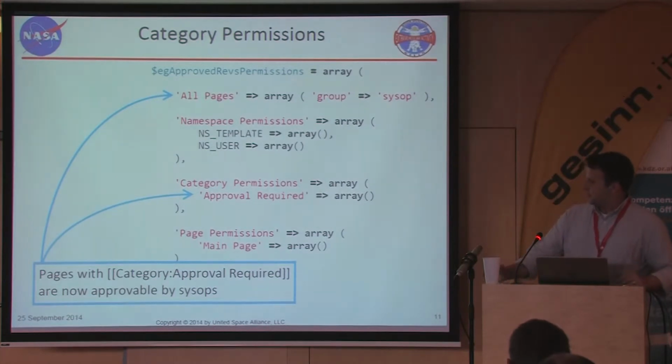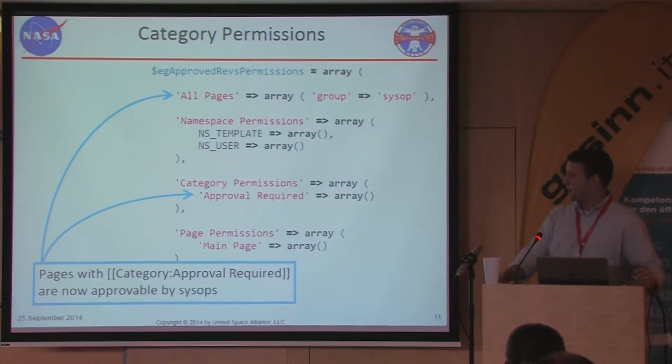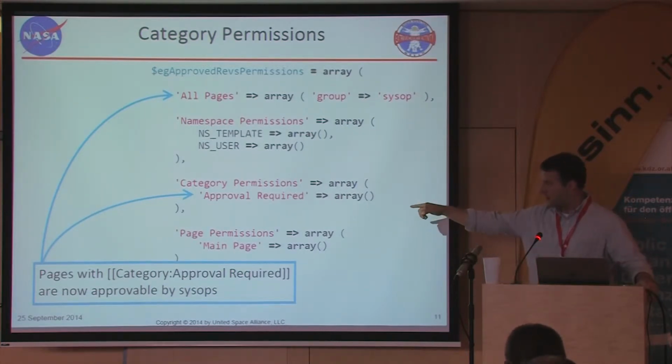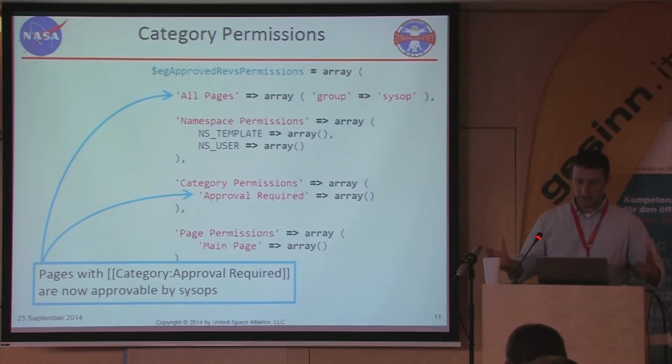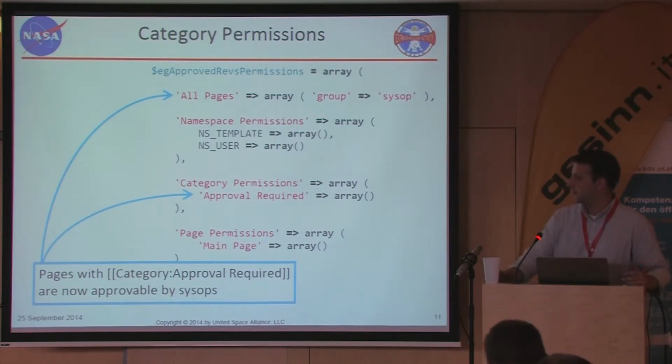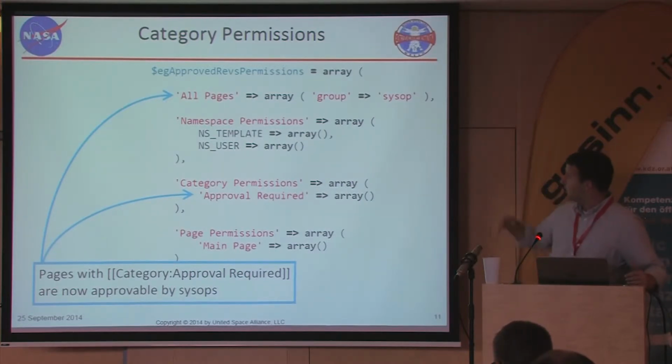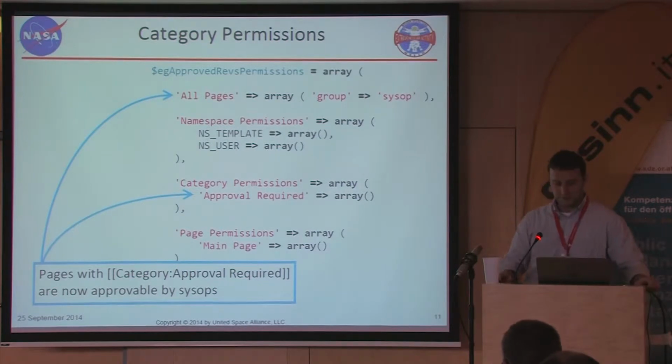So in addition to, I kind of jumped over categories there, in addition to namespaces and pages, you also can set category permissions. So now I'm able to add the approval required category to any given page, and then that page will become approvable. So here I haven't said the main namespace is approvable, but any page that I add the category approval required to will now be approvable again by the default administrators.